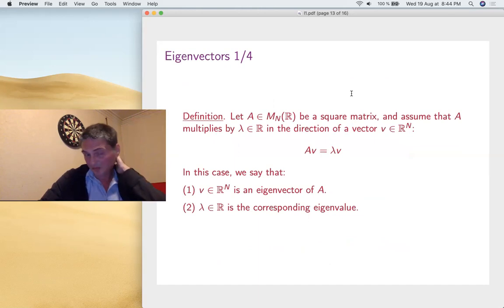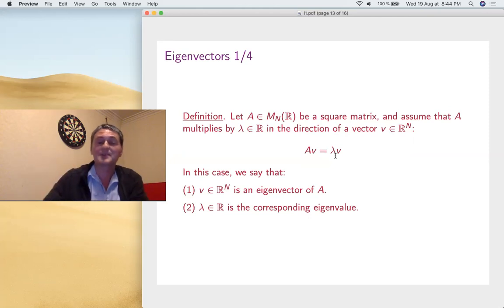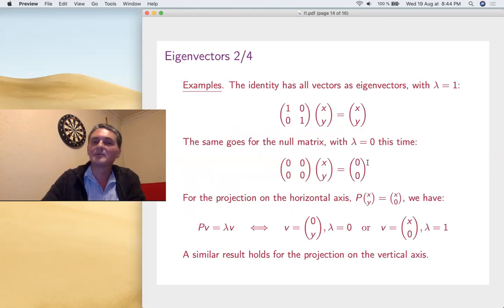Now let's talk about one more thing, which is important. So that's just the first lecture. It's an introduction to everything. So assuming that AV is lambda V, I mean the matrix A multiplies in the direction of V by some lambda. We said that V is an eigenvector, lambda is an eigenvalue. So this is very important, because the matrix is very, very simple in that direction. It just multiplies. So let's see some examples of this.